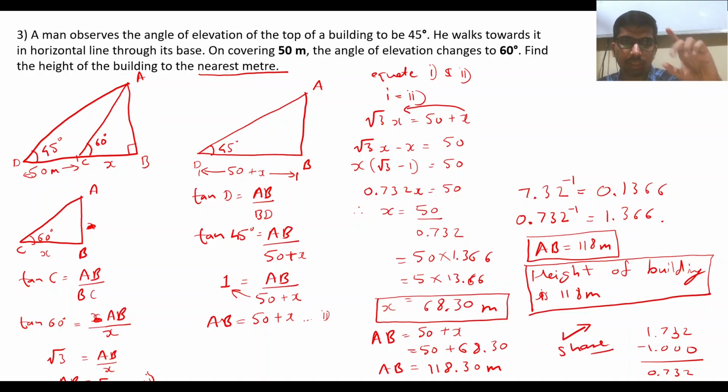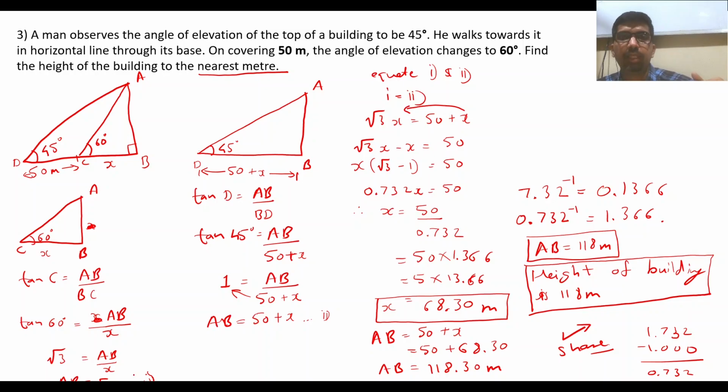So take the first triangle, the small triangle first. The base is always x. The base distance from the building, always take it as x. Using the tan formula you will get AB is root 3 x. Now take the bigger triangle. Draw it big, that is 45 degrees. The full base will become x plus 50. Again apply the tan formula.